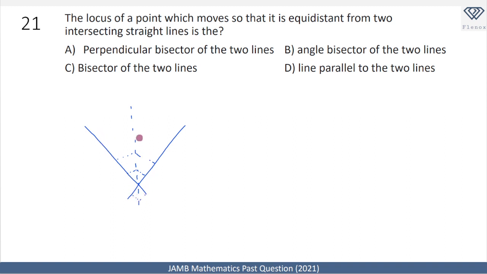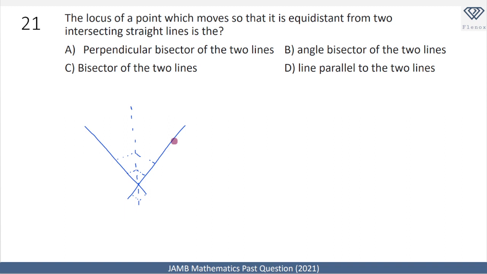So the question says, what is this line or the locus of this point? What is this going to be called? So let's look at the options. A, the perpendicular bisector of the two lines. No, this is not a perpendicular bisector because it does not cross this line at a right angle.